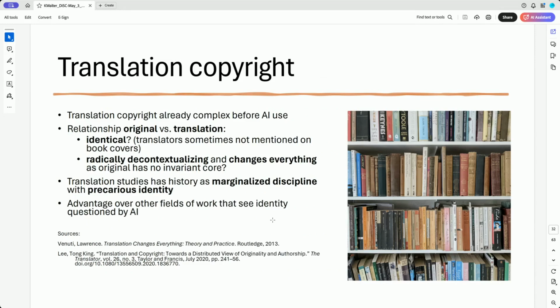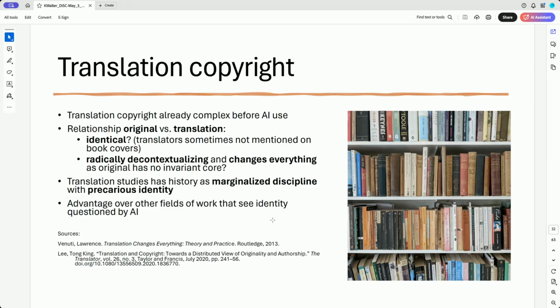Okay, I'm going to move on. Now we're talking about legal and ethical issues. I'm briefly going to touch on translation copyright, which was already complex before the use of AI came into the picture, because the relationship between originals and translations is really very complex. And I can't go into this complexity, but I just want to mention two diametrically opposed positions.